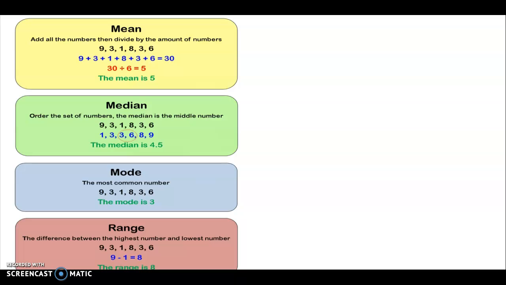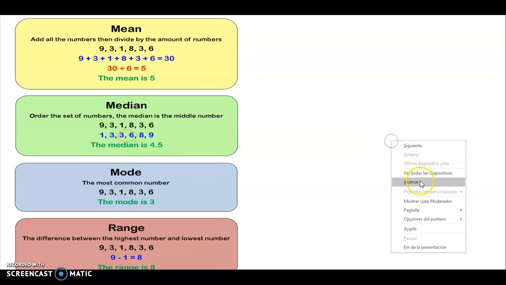Mean. To get a mean, we have to add all the numbers and divide by the amount of numbers. For example, 9, 3, 1, 8, 3, and 6. I just want to let you know that it's easiest to first put the numbers from least to greatest and then start.